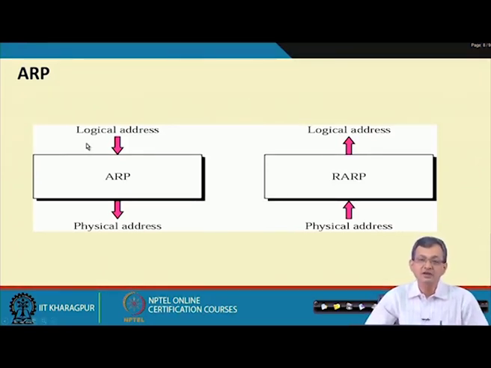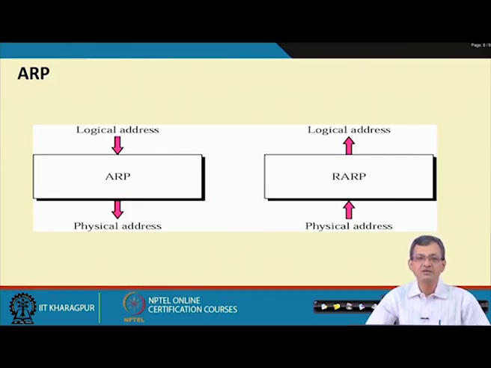So, in other sense, as we have seen, what we have done is translate a logical address, or the IP address, to the physical address. That is the bottom line of what ARP, or Address Resolution Protocol, does, right. On the other hand, there is a concept of reverse ARP, RARP, right. That is, given a physical address, I want to know the logical address. Why this is required, we will come to that, right.